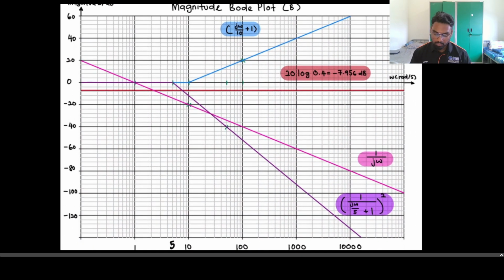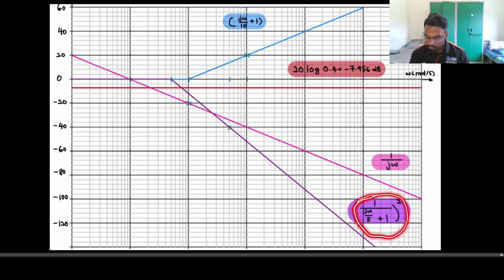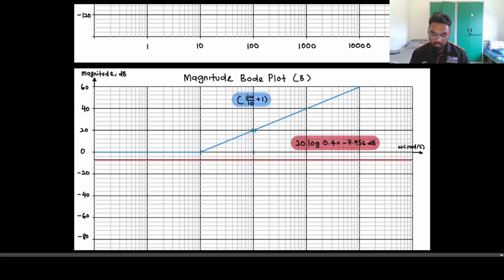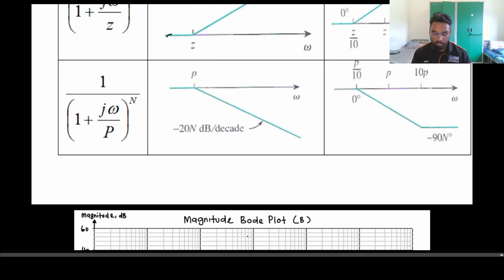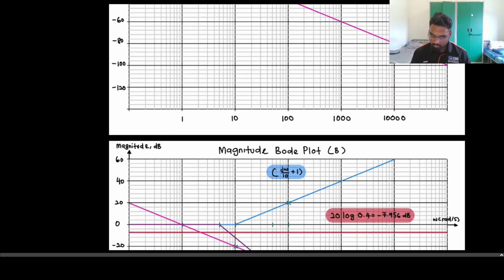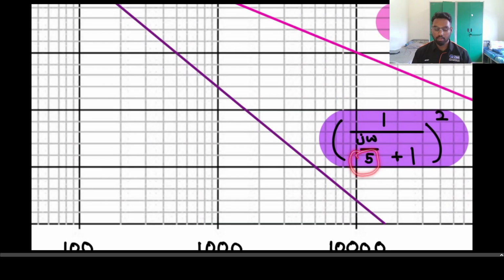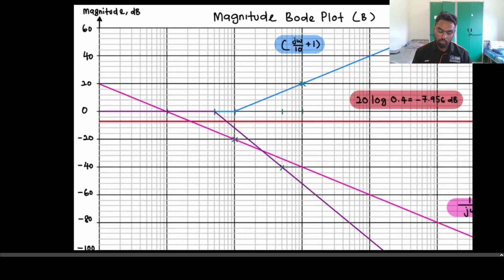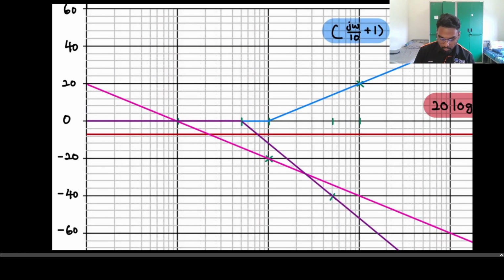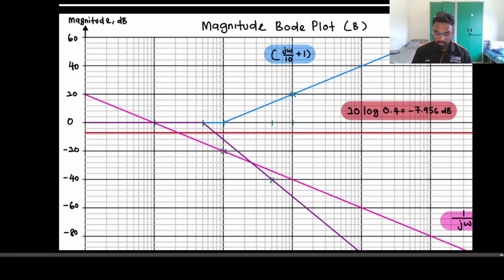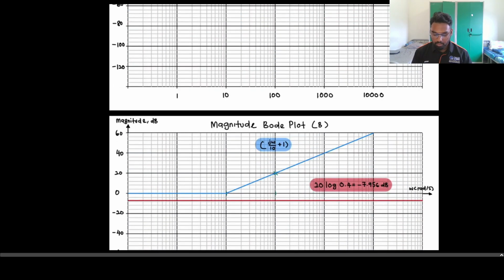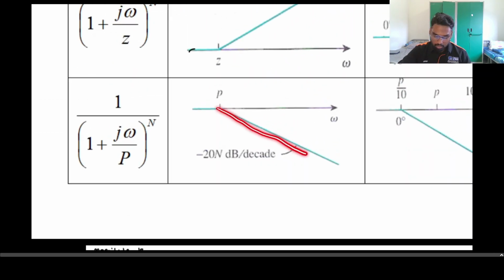For the fourth line, we have a simple 0. Comparing this equation to this one, we will get the value of pole, which is 5. So until I reach the number 5, it should be a straight line from 0. So from 0, it reaches 5. After reaching the 5, we are going to have a decrement, which the table states is negative 20 dB per decade.